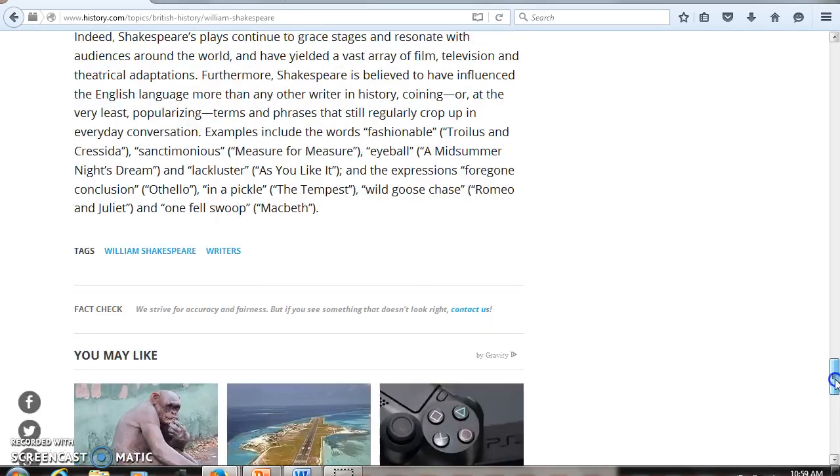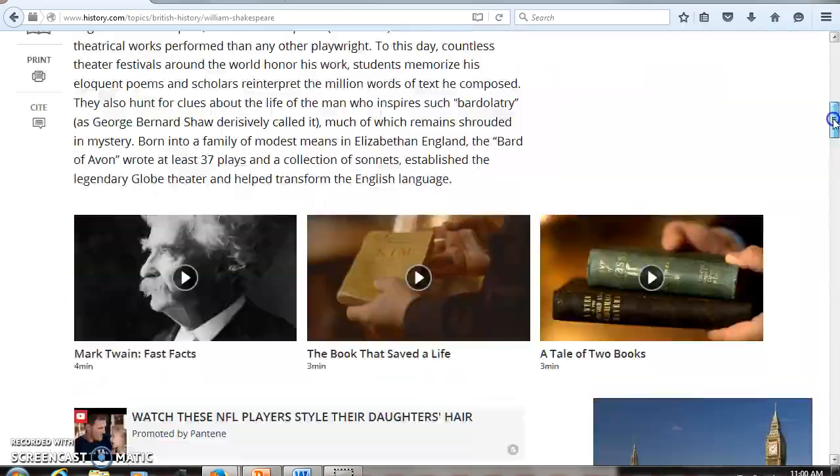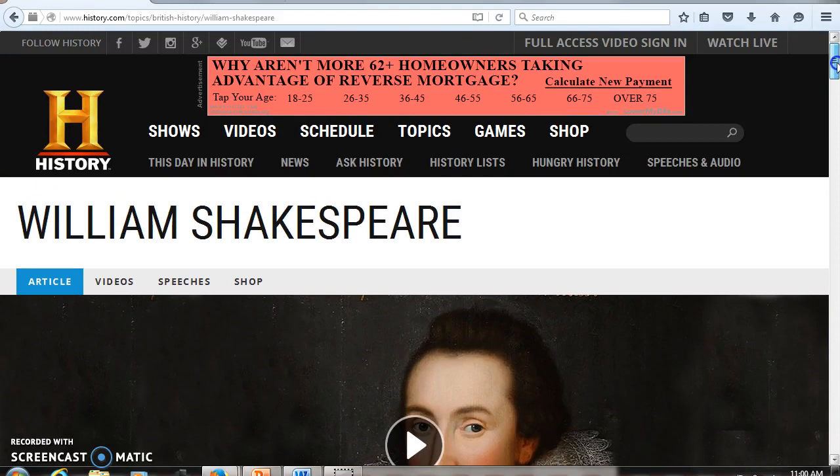So in my citation, I would just skip the author and go straight to the name of the web page or the article, which is William Shakespeare. Now, what website am I on? I'm on History. You can see the big logo here. I'm on the History website, but also notice it's here too, history.com. History tells me that's the website I'm on.